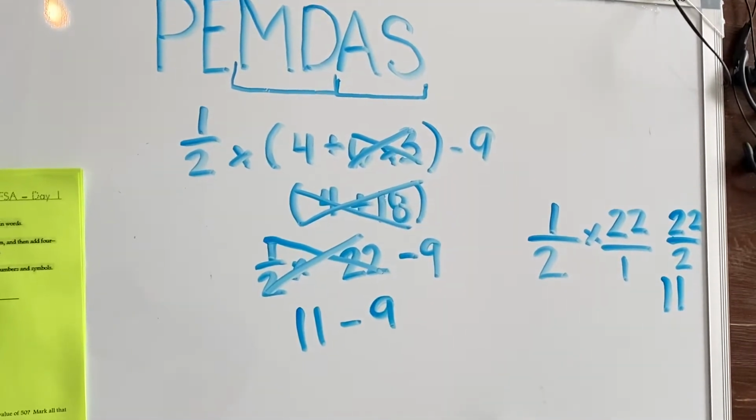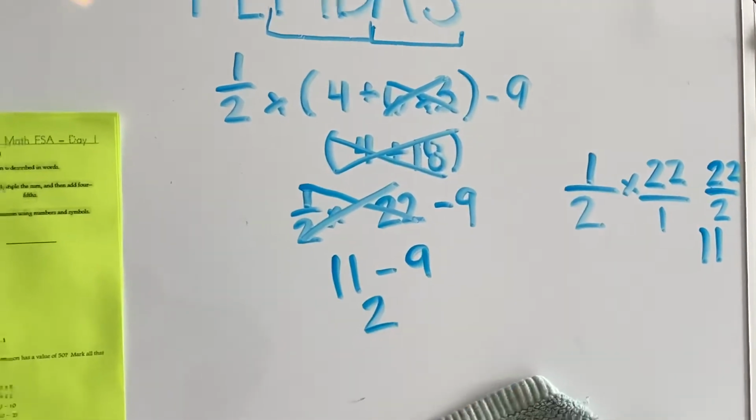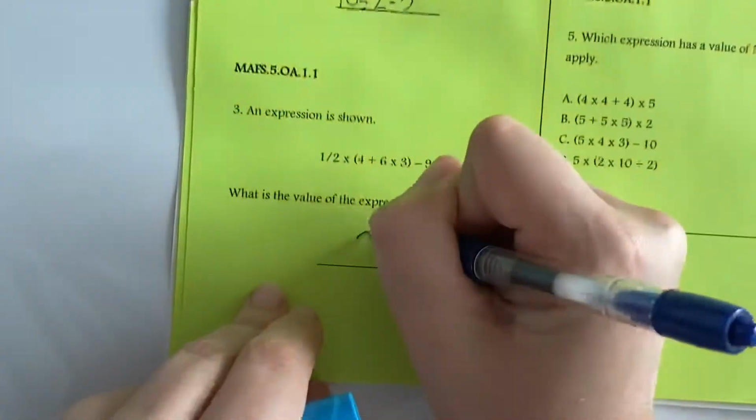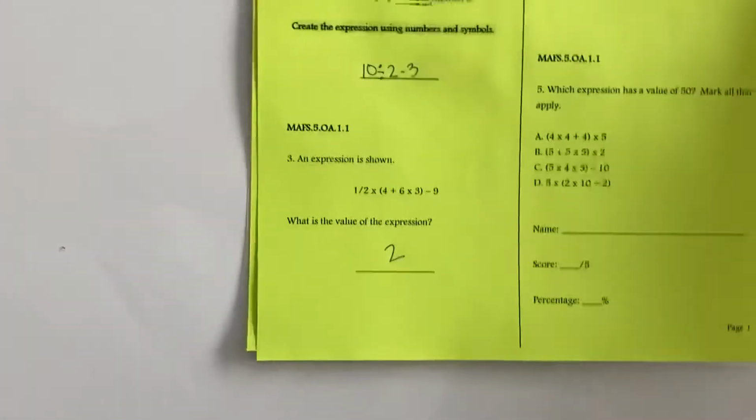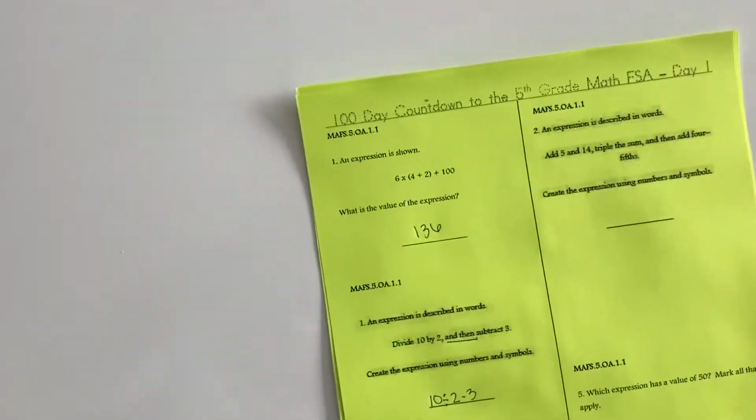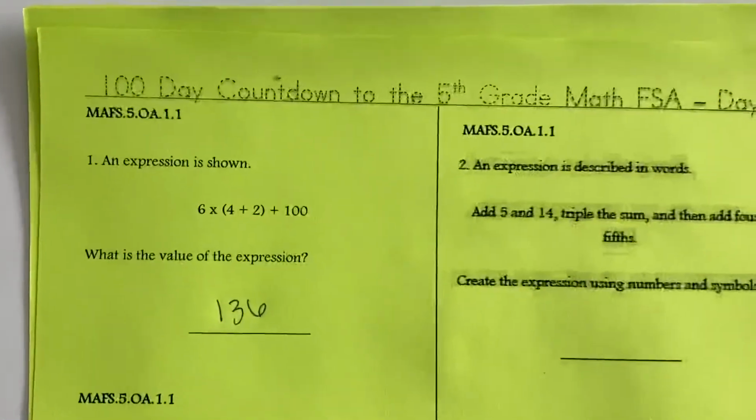11 minus 9 would be 2. So my answer for number 3 is 2. All right, let's move on to number 4. Erase that real quick. Okay, an expression is described in words.